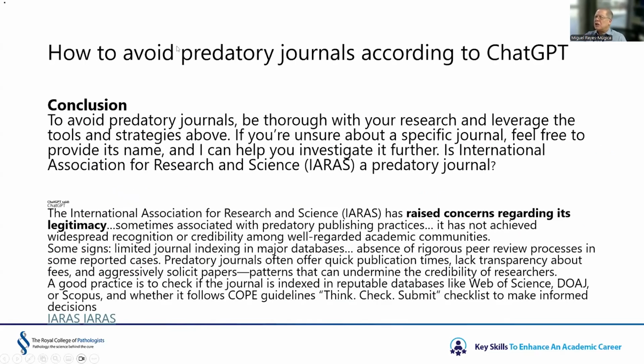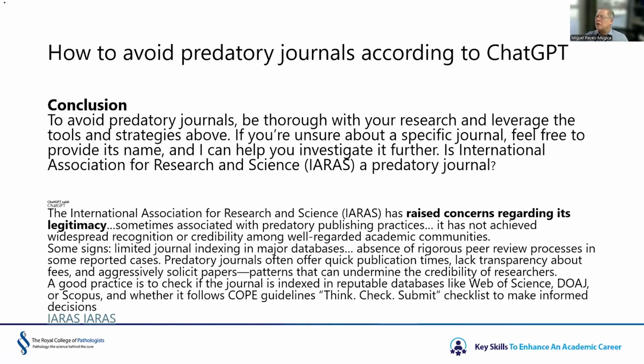So in ChatGPT, as I was preparing this talk, I found this conclusion: to avoid predatory journals, be thorough with your research and leverage the tools and strategies that were mentioned before. If you aren't sure about the journal, feel free to provide its name, and you can run it in ChatGPT, and it can help you to investigate it further. So when I ask, is International Association of Research and Science a predatory journal, ChatGPT gave me this response. I cut the response, but I highlighted that it has raised concerns regarding its legitimacy. So you can use more and more artificial intelligence tools for these approaches to avoid predatory journals.